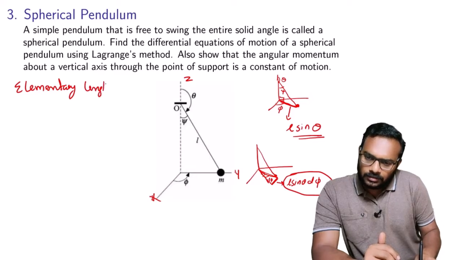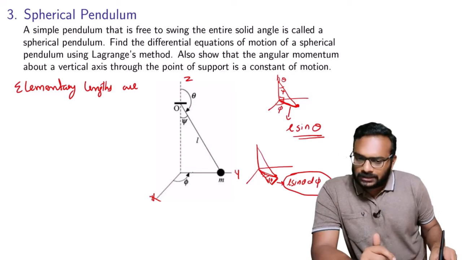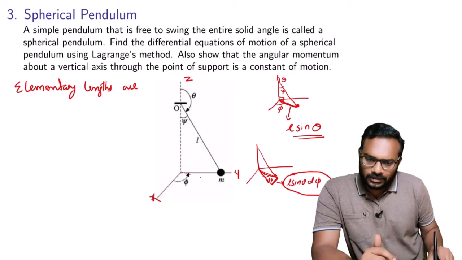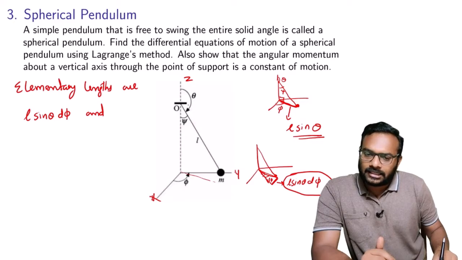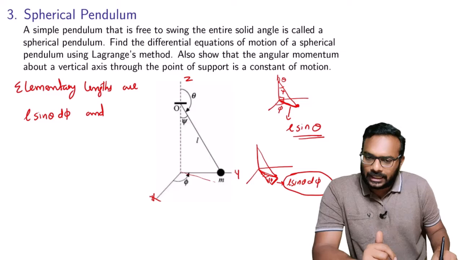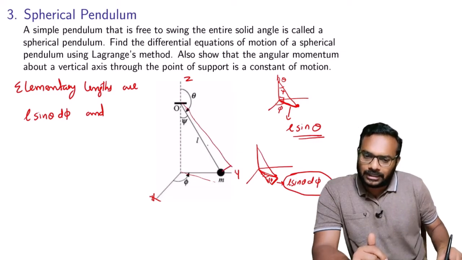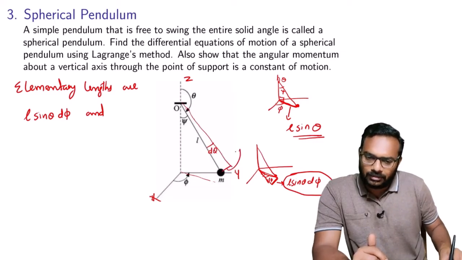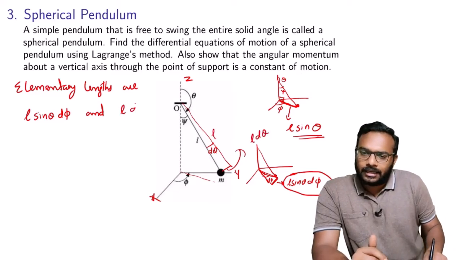So we can call these the elementary lengths. If the pendulum is here, then the elementary length is L sine theta d phi, corresponding to a small change in the angle phi. And there is one more angle: let's say there's a small change in angle theta, d theta. The corresponding elementary length is L d theta.